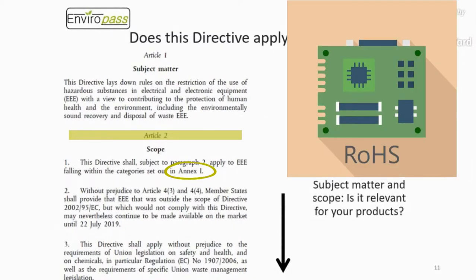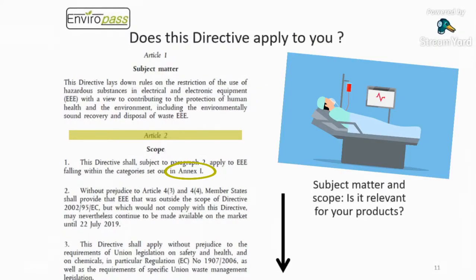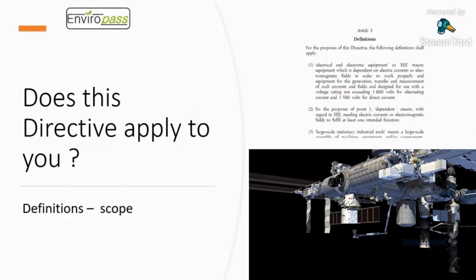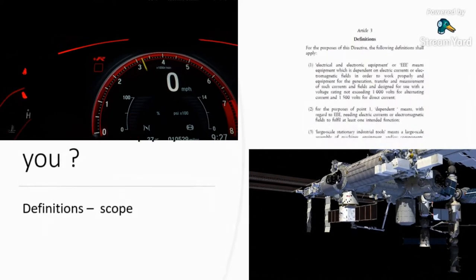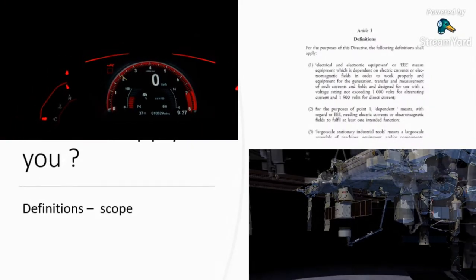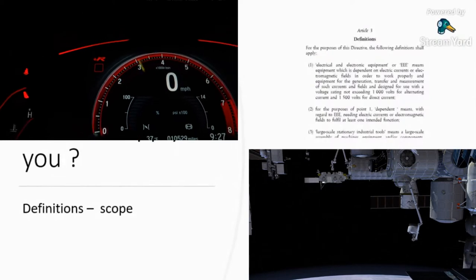So if you don't find your product in the different categories, like for example medical devices, or the other category, monitoring instruments, if you don't see your product there, well, you will eventually fall in the last category. So RoHS would apply to you, except if your products are solely for military purposes, for example, aerospace, or automotive, because you have another regulation for automotive products, which is the ELV regulation, end-of-life vehicles.